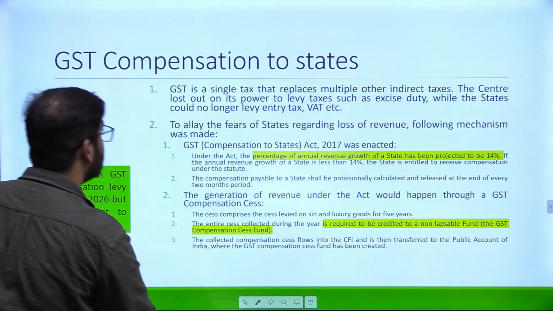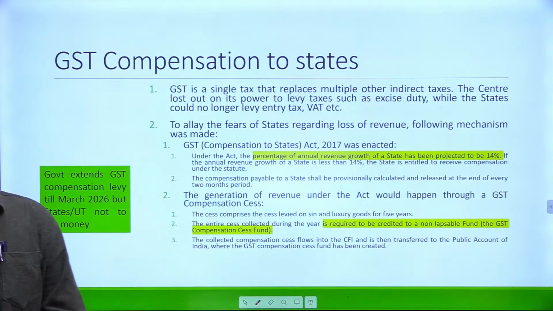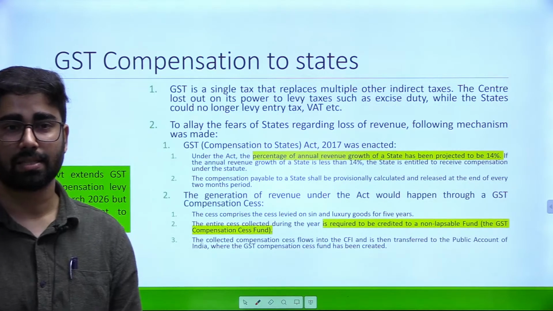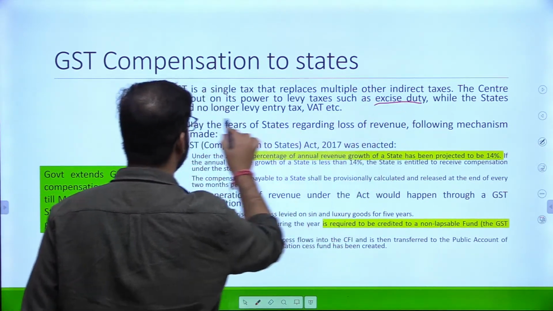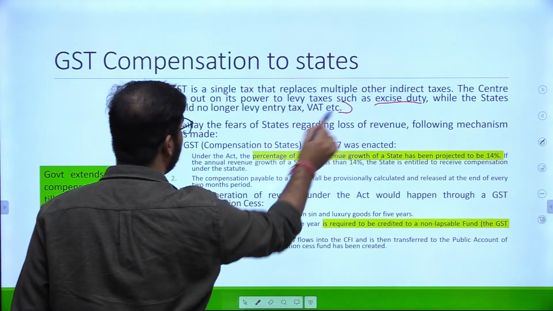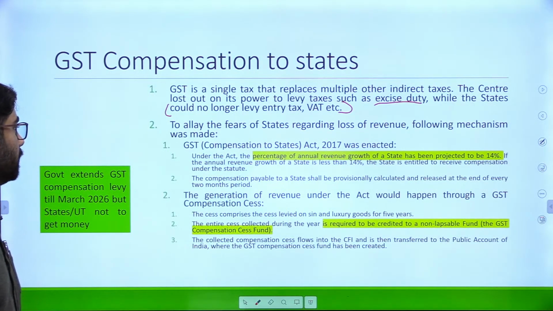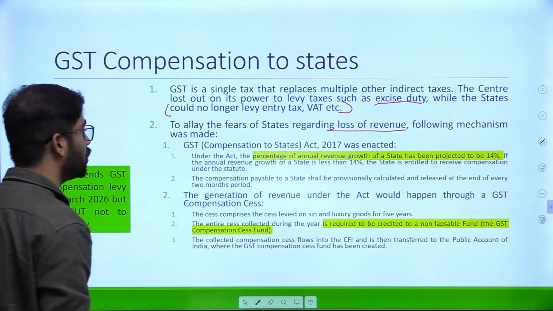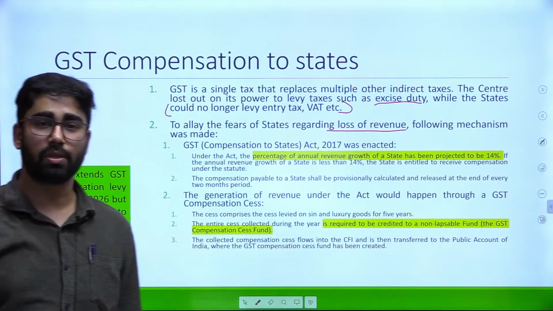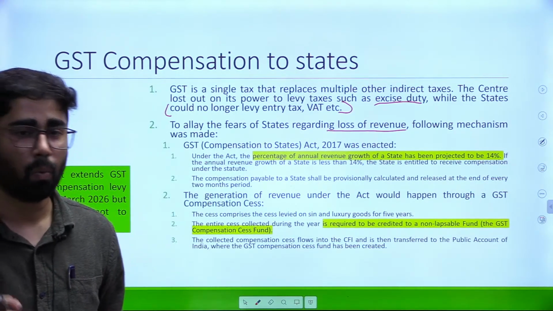So GST is a single tax that replaces multiple other indirect taxes. The center lost its power to levy taxes such as excise duty, while the state could no longer levy entry tax, value added tax, etc. To allay the fears of states regarding loss of revenue, the following mechanism was made. The GST Compensation to States Act 2017 was created.